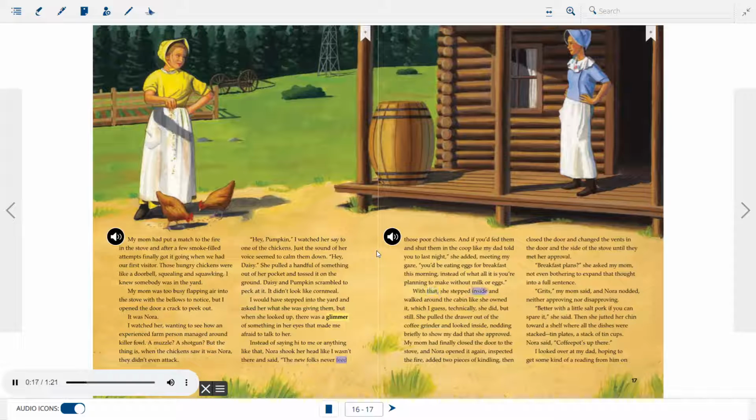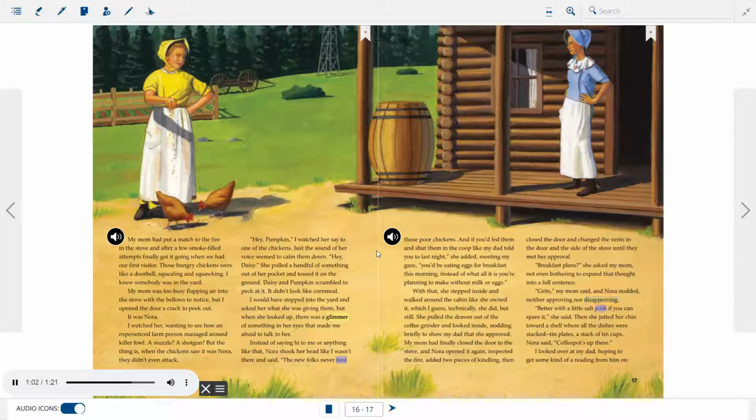With that, she stepped inside and walked around the cabin like she owned it, which I guess technically she did, but still. She pulled the drawer out of the coffee grinder and looked inside, nodding briefly to show my dad that she approved. My mom had finally closed the door to the stove, and Nora opened it again, inspected the fire, added two pieces of kindling, then closed the door and changed the vents in the door and the side of the stove until they met her approval. "Breakfast plans?" she asked my mom, not even bothering to expand that thought into a full sentence. "Grits," my mom said, and Nora nodded, neither approving nor disapproving.